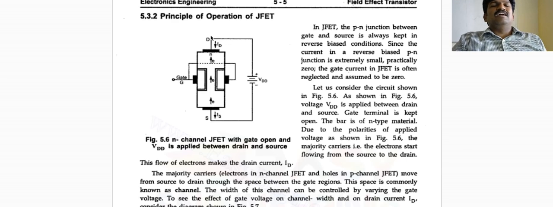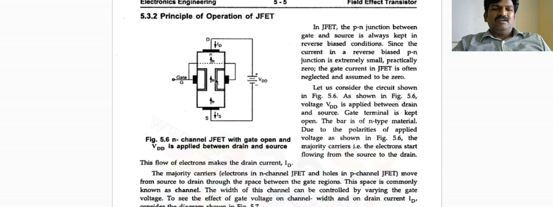That you should understand: the current is always in the opposite direction of the movement of electrons. See that there is no gate to source voltage, so it has depletion regions from two sides, both materials having the same.